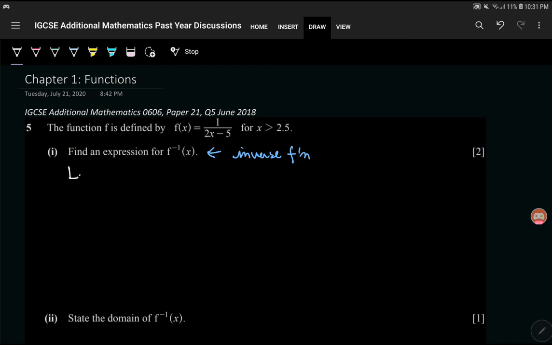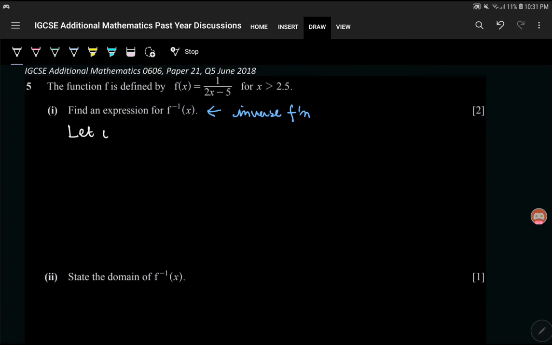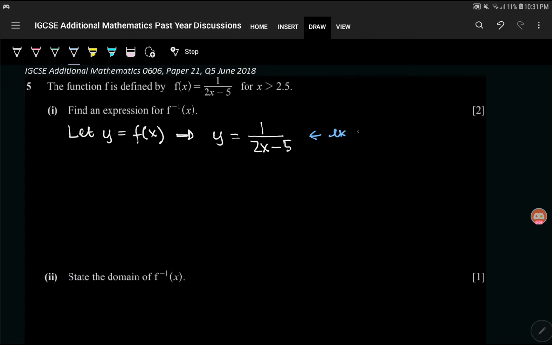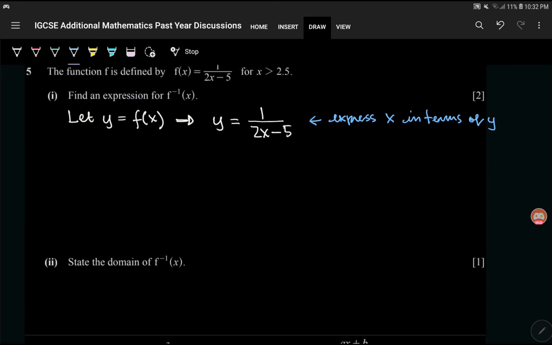So we start with, let y equal f(x). Instead of f(x), now we have y equals 1 over 2x minus 5. Our target now is, instead of having y in terms of x, we need to express x in terms of y. To achieve that, we can use the algebra steps that we have learned. I will skip some of that because this question is only two marks.